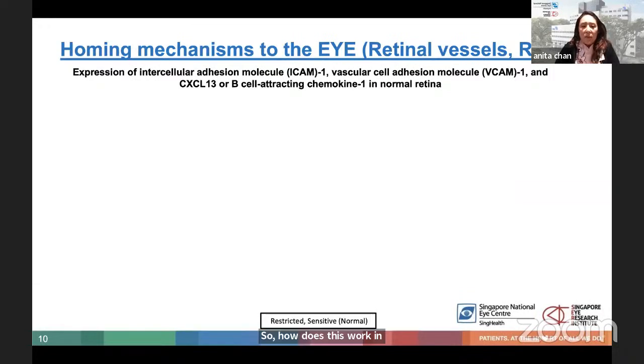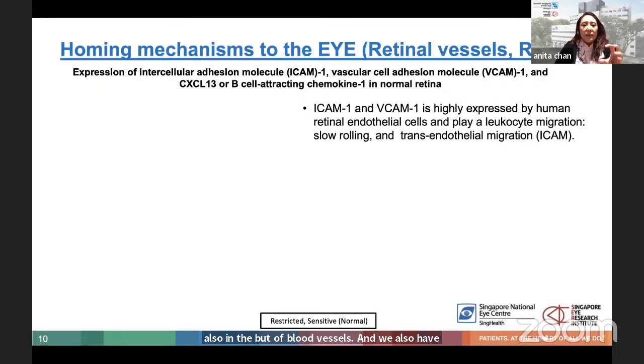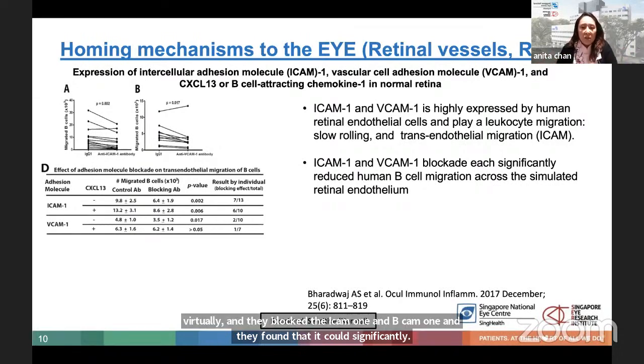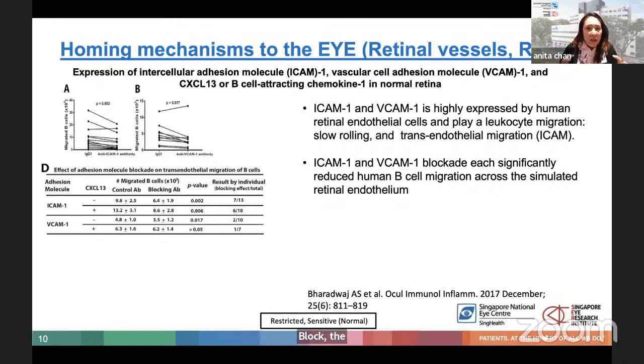So many studies have been done, and we know that there are adhesion molecules also in the retinal blood vessels. And we also have chemokines that attract B cells within the retina. Studies have shown that ICAM and VCAM are expressed by human retinal endothelial cells, and these may play a role in leukocyte migration. In one paper published, they used a simulated retinal endothelium in vitro, and they blocked ICAM1 and VCAM1, and they found that it could significantly reduce the human B cell migration across this simulated retinal endothelium. And they found that actually ICAM1 was the better target.